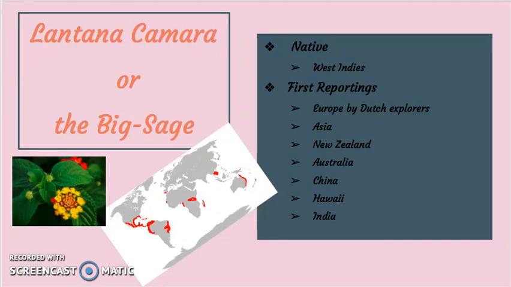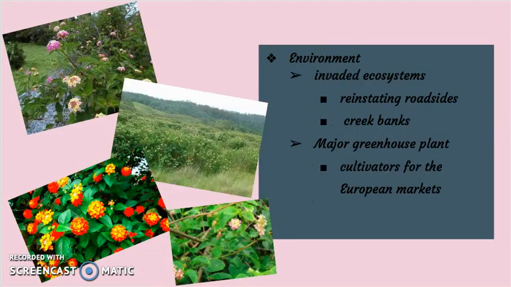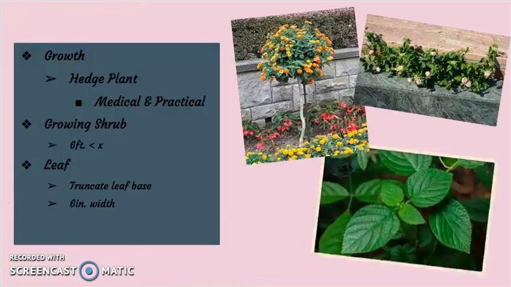The Lantana camara, or the big sage, is native to the West Indies. The first reportings were discovered by Europe by Dutch explorers, Asia, New Zealand, Australia, China, and India. The environment. The Lantana camara has invaded many ecosystems, reinstating roadsides and creek banks. It has become a major greenhouse plant, leading to many cultivators for the European markets.